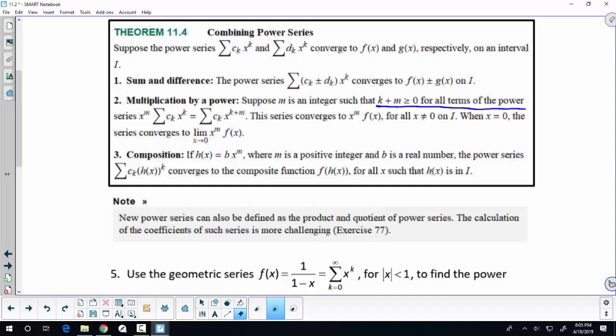And then the composition, h of x is some number times x to the m power, where m is a positive integer and b is any real number as the coefficient. So notice here we're taking this series, and we're saying for x, I'm substituting this function, h of x, b x to the m. So there's my x in the original series. So if I plug in another function of x for that x, the new series converges to the function f of h of x.